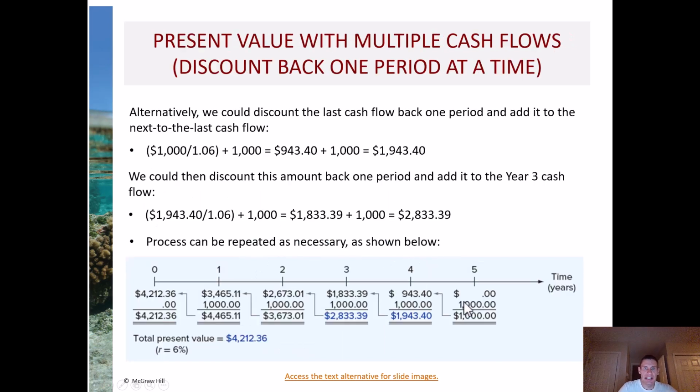Another way we can do this is we could discount the last cash flow back one period and then just add it to the next to last cash flow. As you can see, what we've written out here, the 1,000 over 1.06, think about the interest rate, is 943.40, and then you would just add the 1,000, and we get 1,943.40. Then we could take that 1,943.40 and do the same thing again, divided by 1.06, again thinking about the 6% interest rate, add the 1,000, 1,833, add the 1,000 again, and then we get 2,833.39. And then you can just keep doing that.